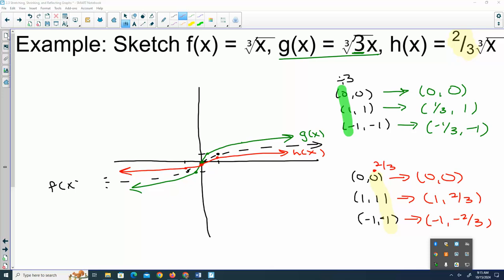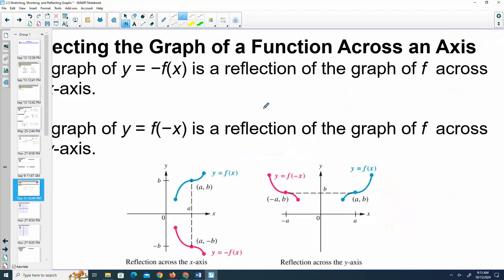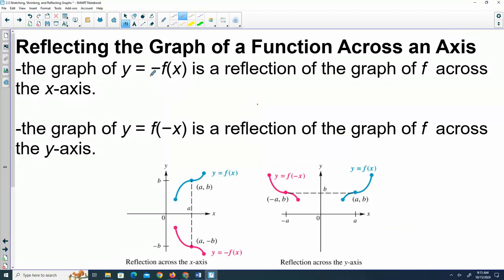Practice everything together. The final thing that we can do with our graphs is reflecting. If it's on the outside, it's making your y's negative. So if you think about a graph, if you make your y negative, it reflects across the x-axis. So a negative on the outside will reflect or flip our graph over the x-axis. If it's on the inside, it's changing the signs of our x, so it will reflect our graph across the y-axis. So negative on the outside, reflect over the x. Negative on the inside, reflect over the y.